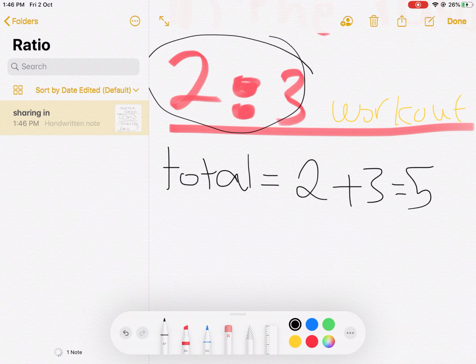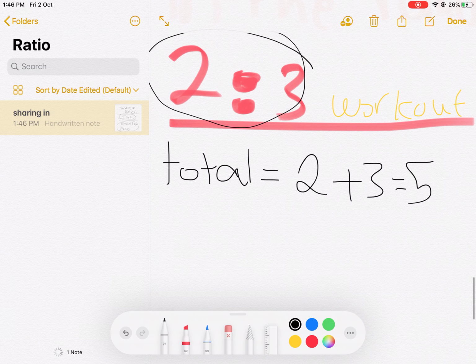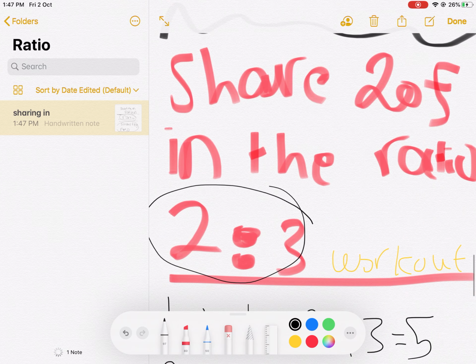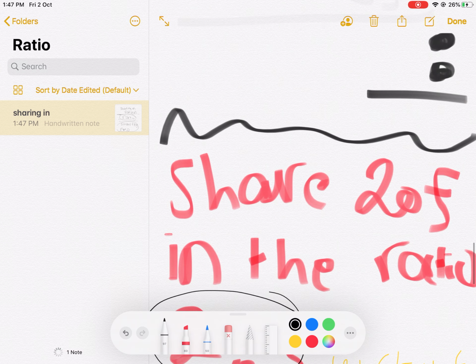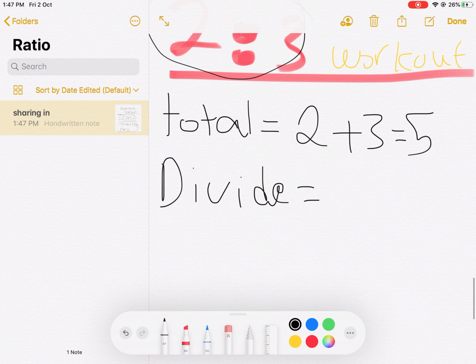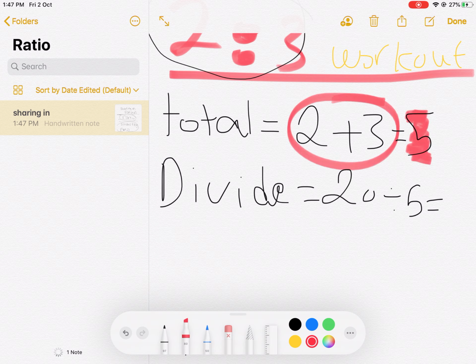So then what do we do? Then we divide. What do we divide by? So read the question again. It says share $20 in the ratio 2 3. It says divide, so we divide 20 by 5. Why divide by 5? Because we got the equation 2 plus 3, which is equal to 5.